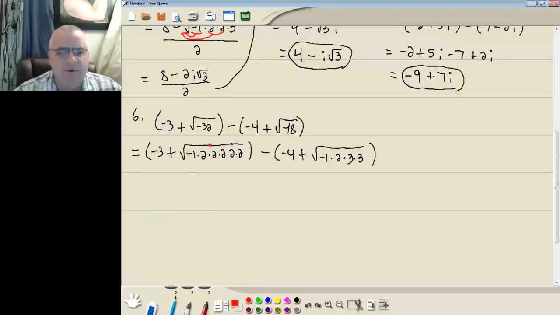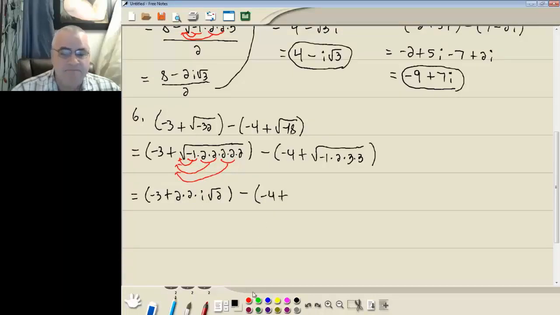Now we're looking for pairs of something. First off, this negative 1 is going to come out as an i. Here's a pair of 2's. They're going to come out as a single 2. Here's another pair of 2's. They'll also come out as a single 2. So we're going to have negative 3 plus 2 times i, and then we're left with a single 2 inside. Notice when they come out, there's multiplication between them. So this pair of 2's came out as this single 2, this pair of 2's came out as this single 2, and negative 1 came out as an i.